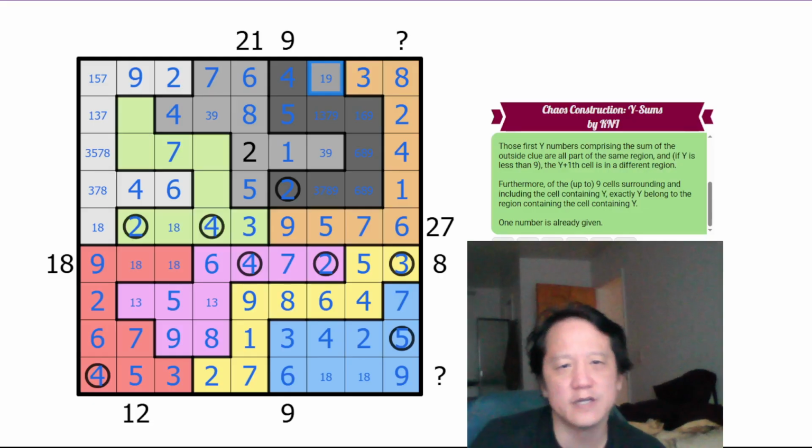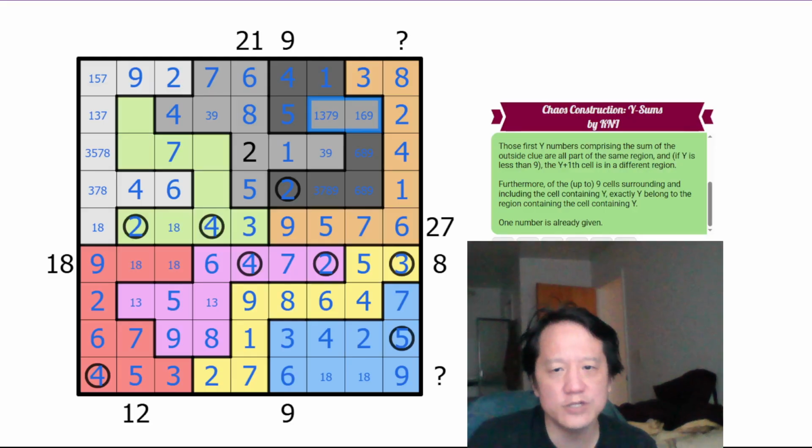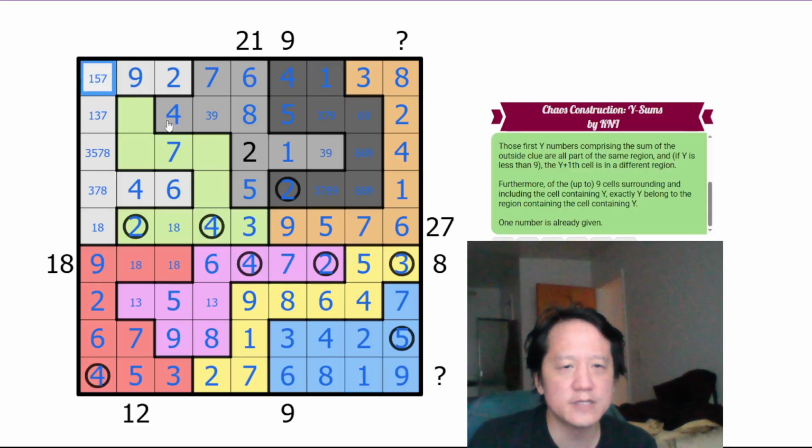9 eliminates 9 here, so this is 1, which eliminates 1 in the region and column, so this can't be 1. That's 8, which makes this 1. 1 and 7 eliminate 1 and 7 here, so it's 5, so there's no 5 there. This... okay.